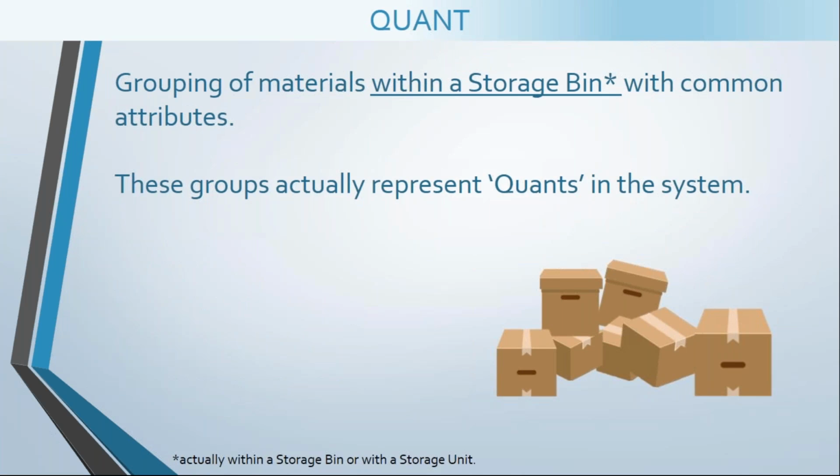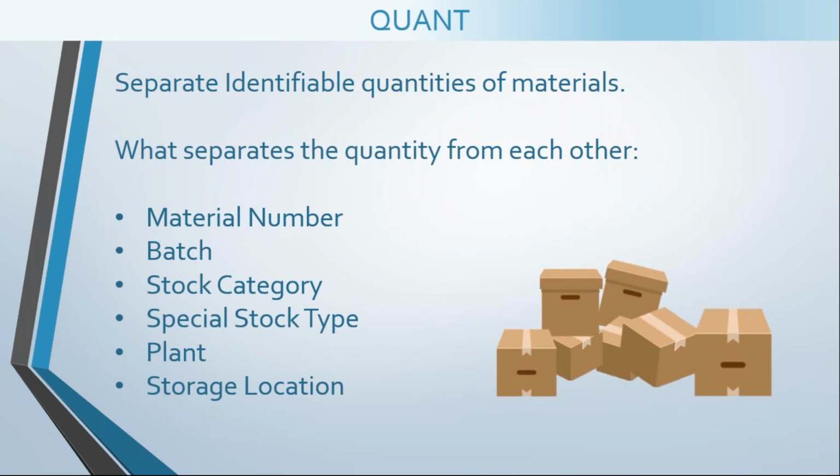Okay, so yeah, the same thing: grouping of materials within a storage bin with common attributes. And these groups actually represent quants in the system. So group is layman's language, but in SAP WM, we call them quants. So coming back to this example, when you segregate the material from each other, you are actually creating different quants. Okay.